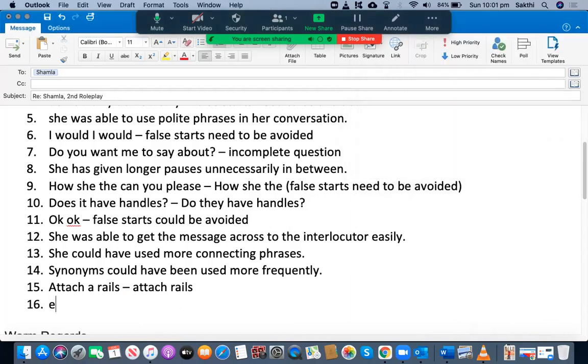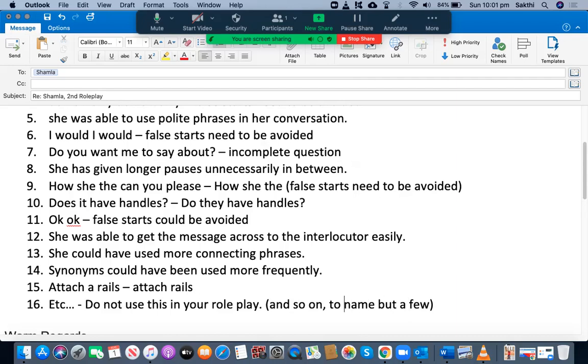You shouldn't say etc. Don't use this in your role play. So what else can you use? You can use and so on, or to name but a few. There are many other phrases, but these are the two common phrases. So you can say and so on, or to name but a few. You need to use either this or that. Don't use both of them. All right, let's go to the next one.